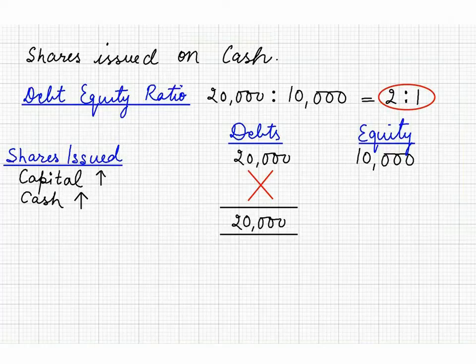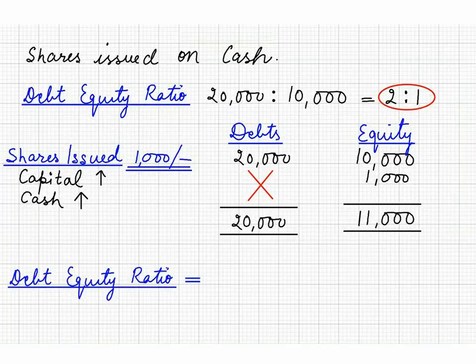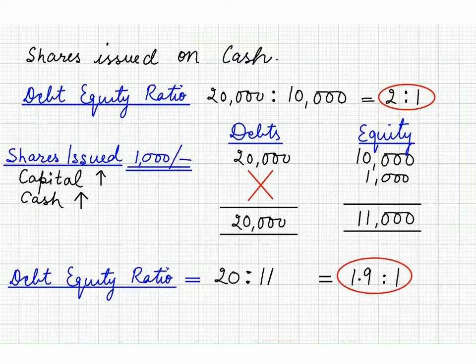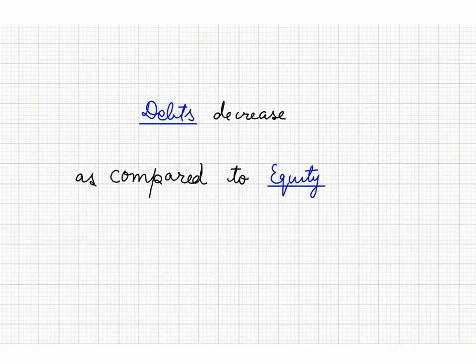So debts don't get affected, it will remain 20,000 rupees, but equity will increase. Suppose I assume that shares were issued for rupees 1,000. So previously equity was rupees 10,000 plus 1,000. Now equity will be 11,000 rupees. Means the new ratio will be 20:11, or I can say 1.9:1. It means this transaction will decrease the debt equity ratio. It means the debts will decrease as compared to equity.